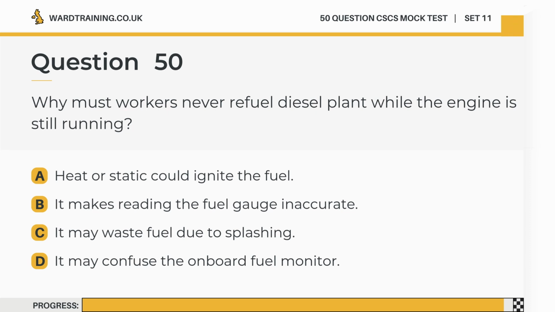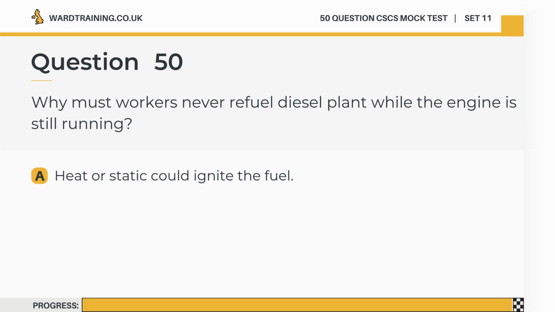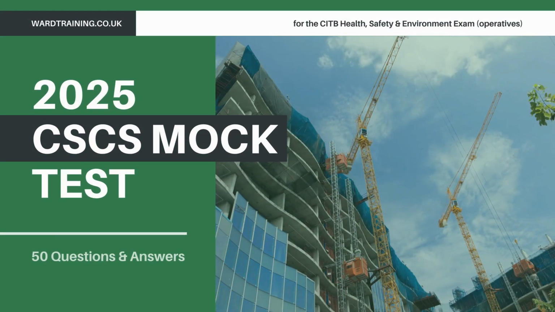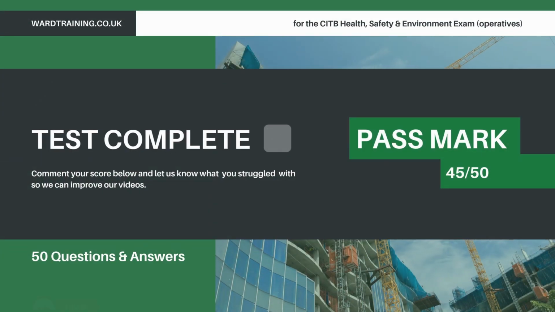The correct answer is A. Heat or static could ignite the fuel. Nice job. That's another full 50-question CSCS mock completed.